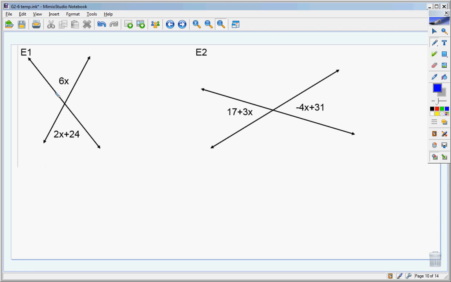Where they've put the information in this picture, what type of angles are these two angles? They're vertical. And what do we know about all vertical angles? What are they? Congruent, or they're equal in measurement. So I know that 6x must be equal to 2x plus 24.